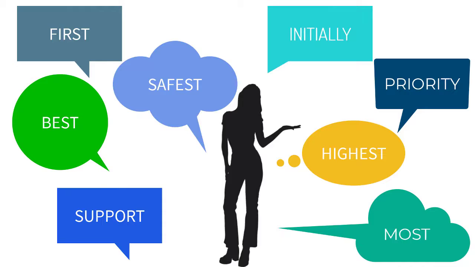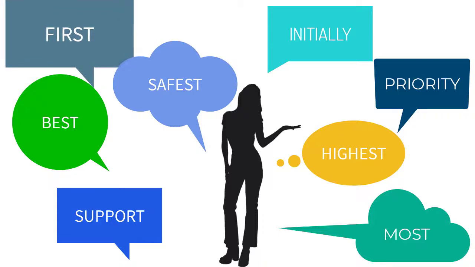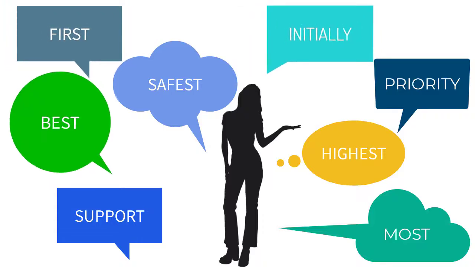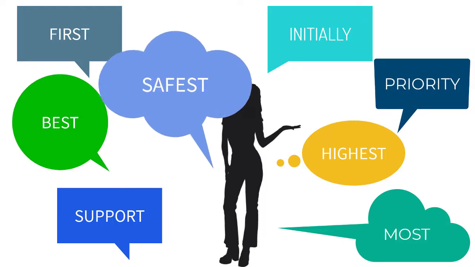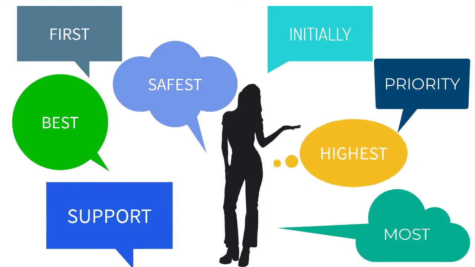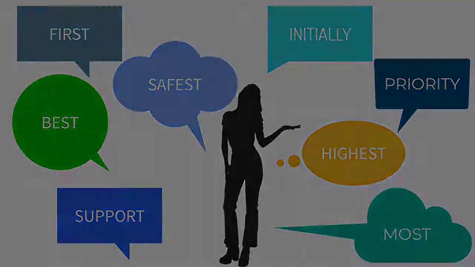Identify the word in the STEM that sets a priority. Read the STEM carefully while looking for keywords such as first, initially, best, priority, safest, highest, support, and most.